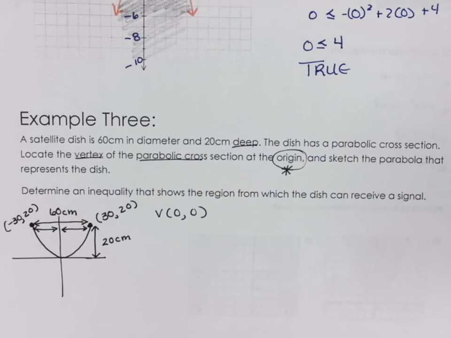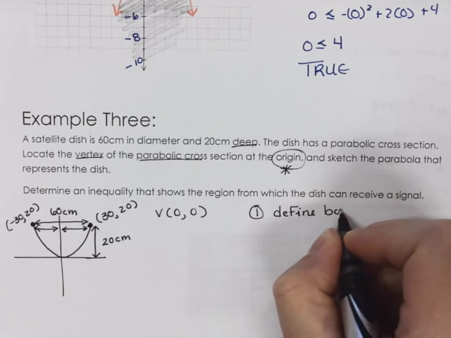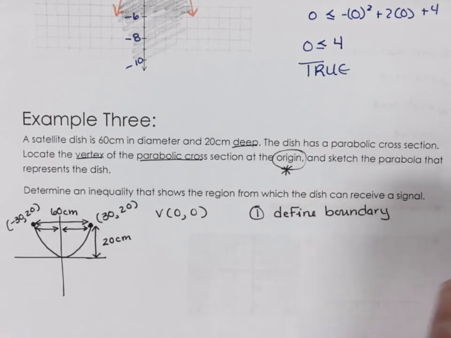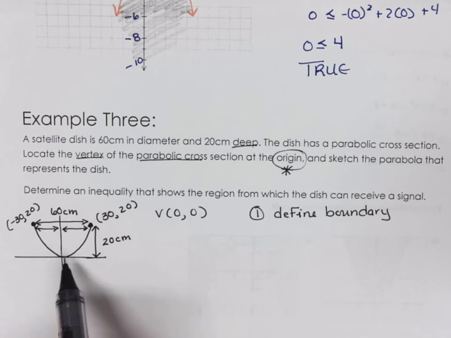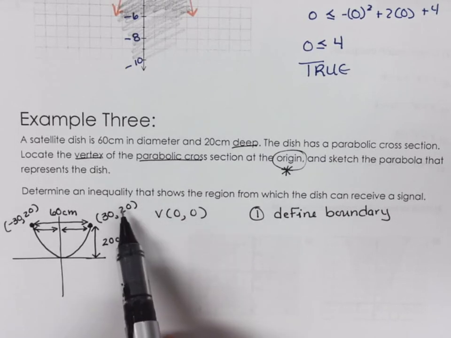It's just worded really sciencey. I know, there's a parabolic cross section and it needs to receive a signal. Very confusing. So really the first thing we're going to do is define our boundary. If we're creating an equation, we have to define the boundary. And really all that means is make the equation. It's a parabola, so we need to make the equation of the parabola. We know we have a vertex at 0, 0, and we have another point. You guys with me? Perfect.